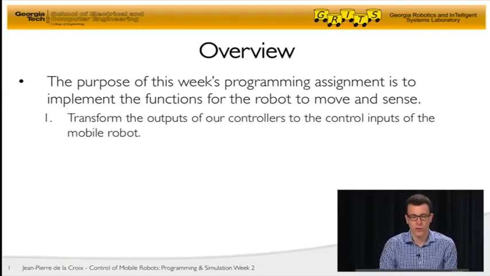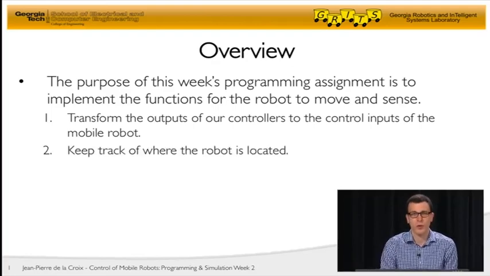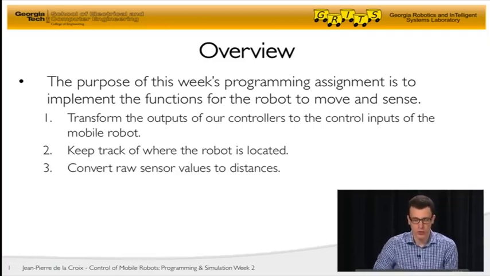Therefore, you will need to transform from the unicycle dynamics in the controllers to the differential drive dynamics in the mobile robot. You also need to use the wheel encoders to keep track of the robot's position and orientation. This is called odometry. And third, you will need to use the infrared sensors to measure distance to any obstacles that might be around the robot.